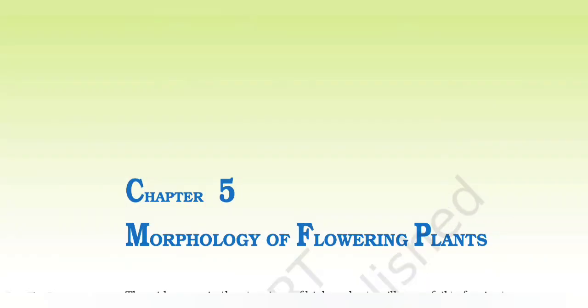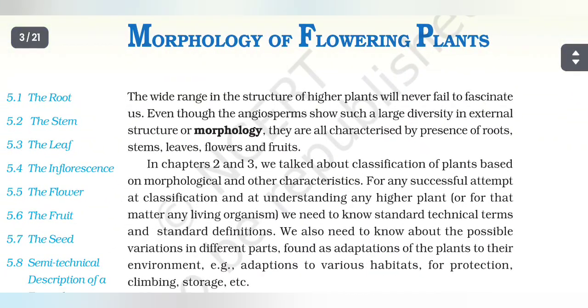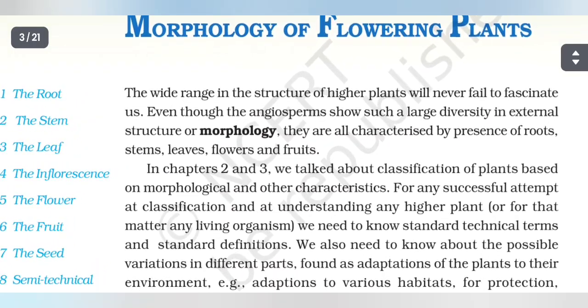Chapter 5, Morphology of Flowering Plants. The wide range in the structure of higher plants will never fail to fascinate us, even though the angiosperms show such a large diversity in external structure or morphology. They are all characterized by presence of roots, stems, leaves, flowers and fruits.